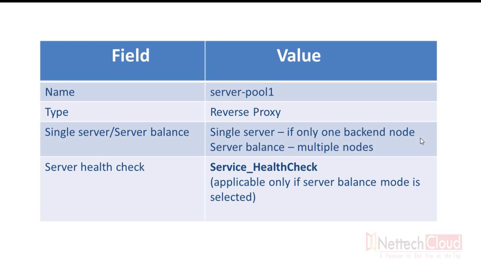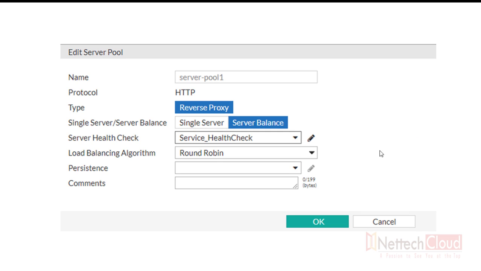And then finally, once the pool is created here this way, you can see if you look at the option, if there is a single server, then you will not find the server health check option and load balancing algorithm on this page. So both options, server health check and load balancing algorithm, would be available only if the server balance option is selected, meaning there is more than one server. With only a single server, of course, both options become meaningless.